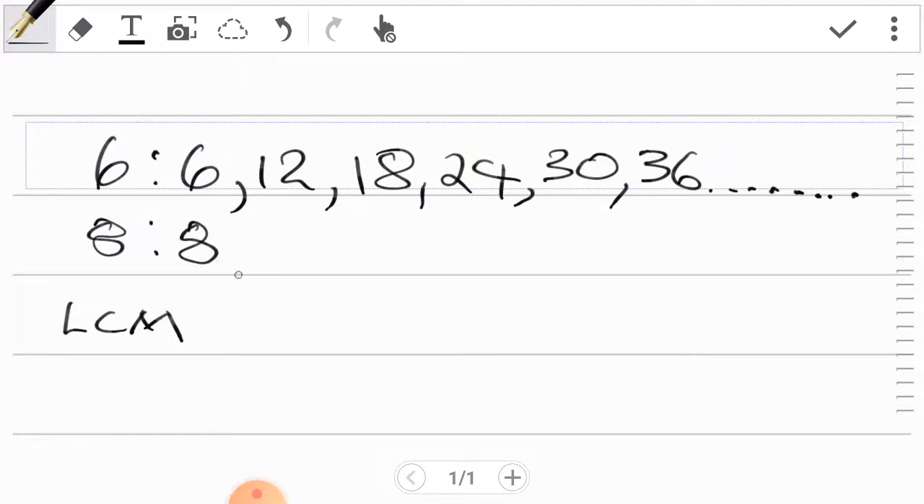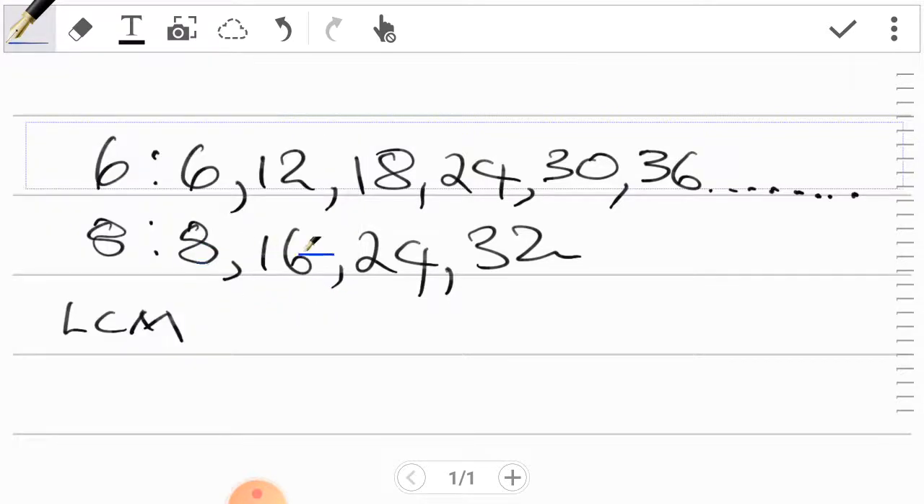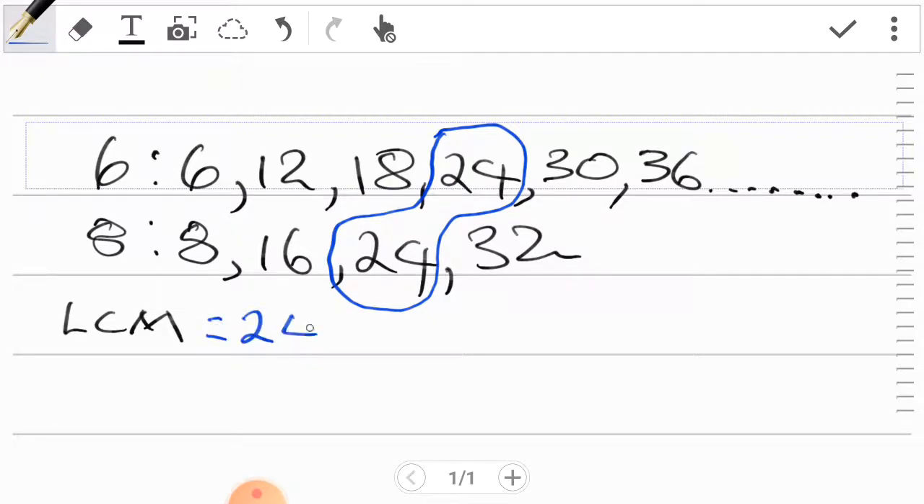8, we have 8, 16, 24. And at this moment, we could stop. Why? Because we already see where we have found a common multiple. If you look, 24 is shared between the two numbers. 24 is a multiple of 6, and it is also a multiple of 8. As you could see, this would be the lowest number that is a multiple of both 6 and 8. So we're able to use listing to find the lowest common multiple.